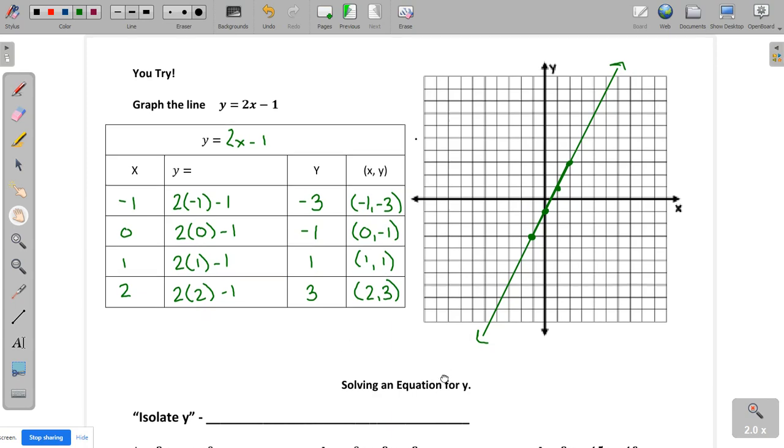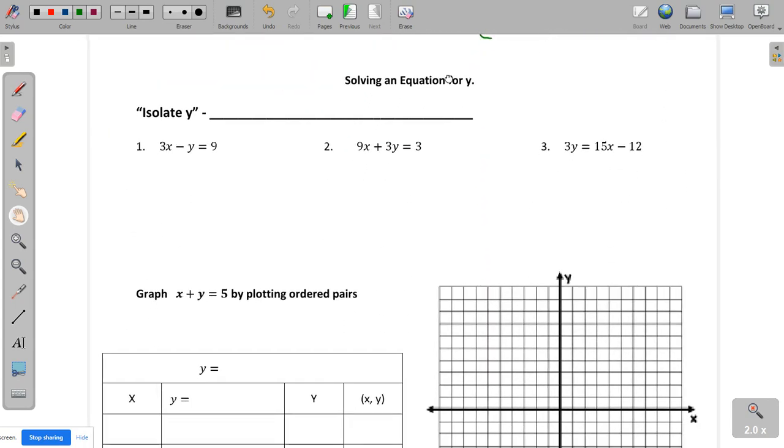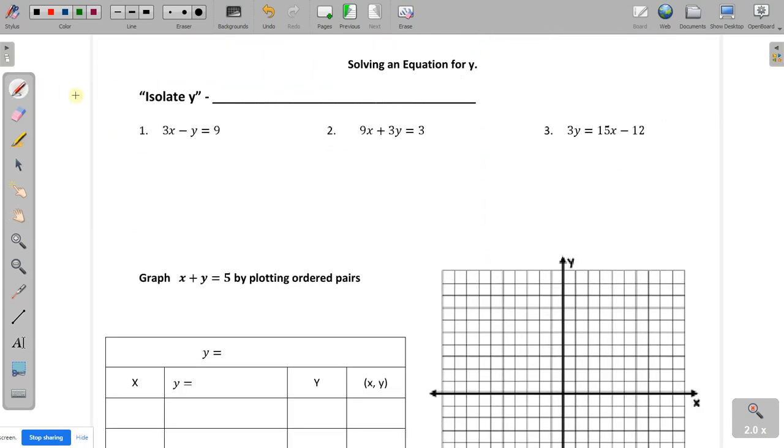Now let's look at solving an equation for y. To solve an equation for y, you need to isolate y. In other words, get y by itself.